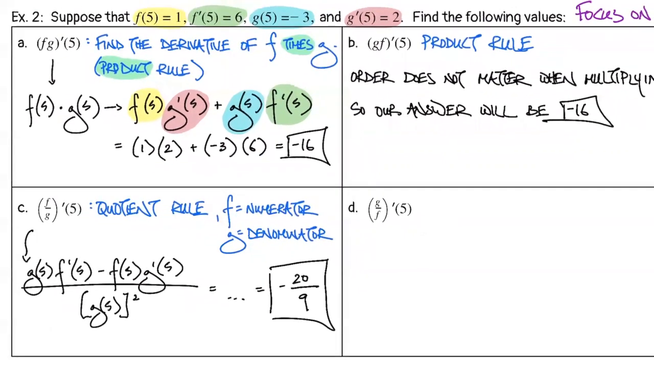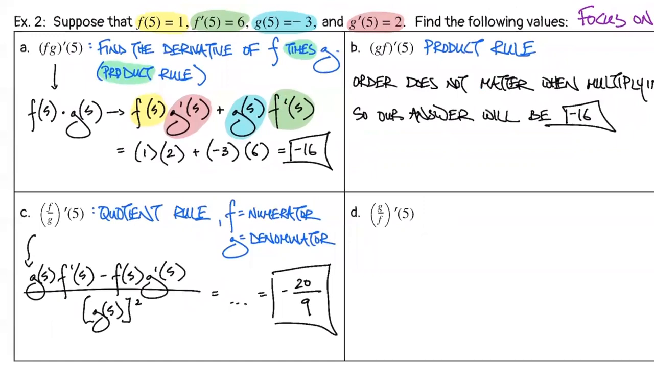Now, knowing that when we did product rule, the order didn't matter and we got the same answer, what are our thoughts about D? Do we think we're also going to get negative 20 over 9? Or do we think we'll get another answer, a different answer? Another answer. Yeah, we're going to get another answer, okay?